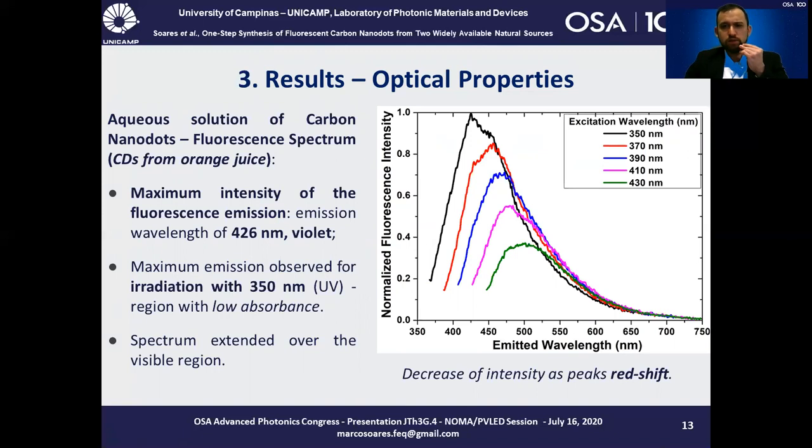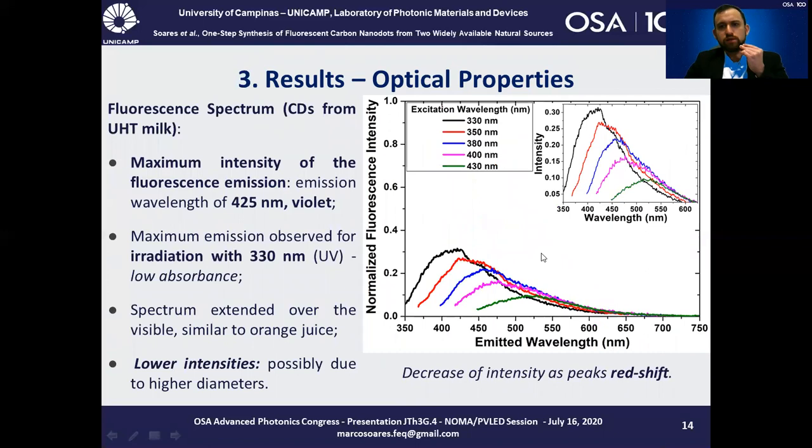regarding their fluorescence spectrum, and as you can see for the orange juice-derived carbon dots, when irradiated at 350 nanometers, you observe the maximum fluorescence at about 426 nanometers, that's the violet, and the emission spectrum extends over the visible with an intensity decrease as it redshifts.